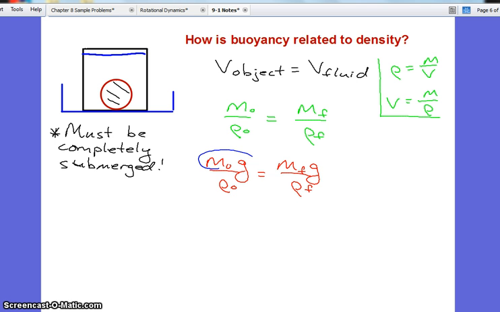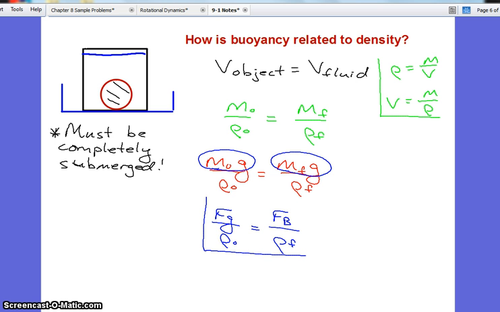Mass times gravitational field for the object, well, that's just gravitational force. And mass of the fluid being displaced times the gravitational field is the buoyant force. And there's a relationship. We have buoyant force and density.